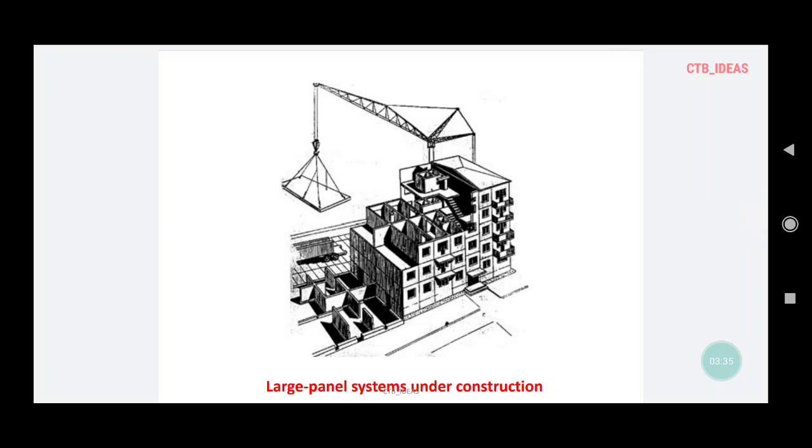So this is the actual scale of the construction system of the large panel system. You can see you require equipment or machinery to lift the heavy panels and place them at the actual place as per your design, and this has a particular design configuration or building configuration. So in that way you have to develop the design.